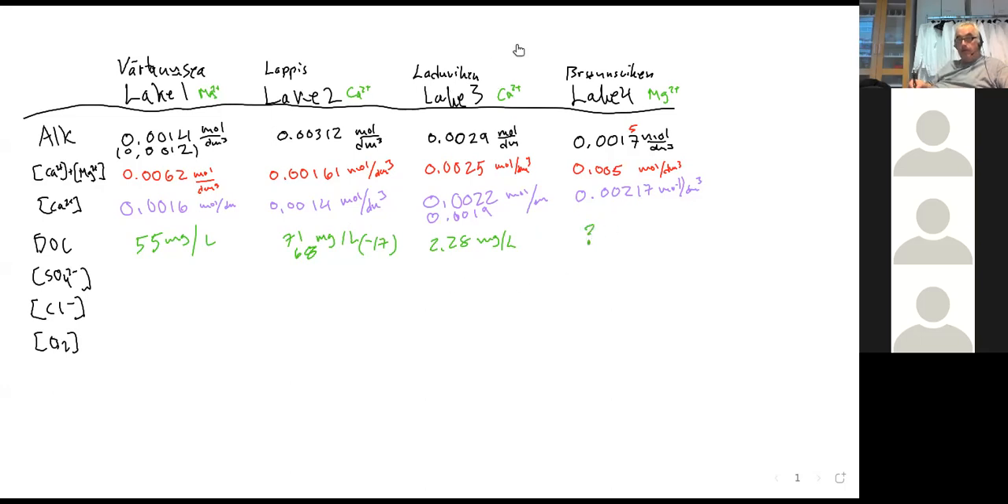On the whiteboard, it said 4.27. I have no idea. Okay. We can take the sulfate and chloride ions instead. Anyone that did Lake 1?